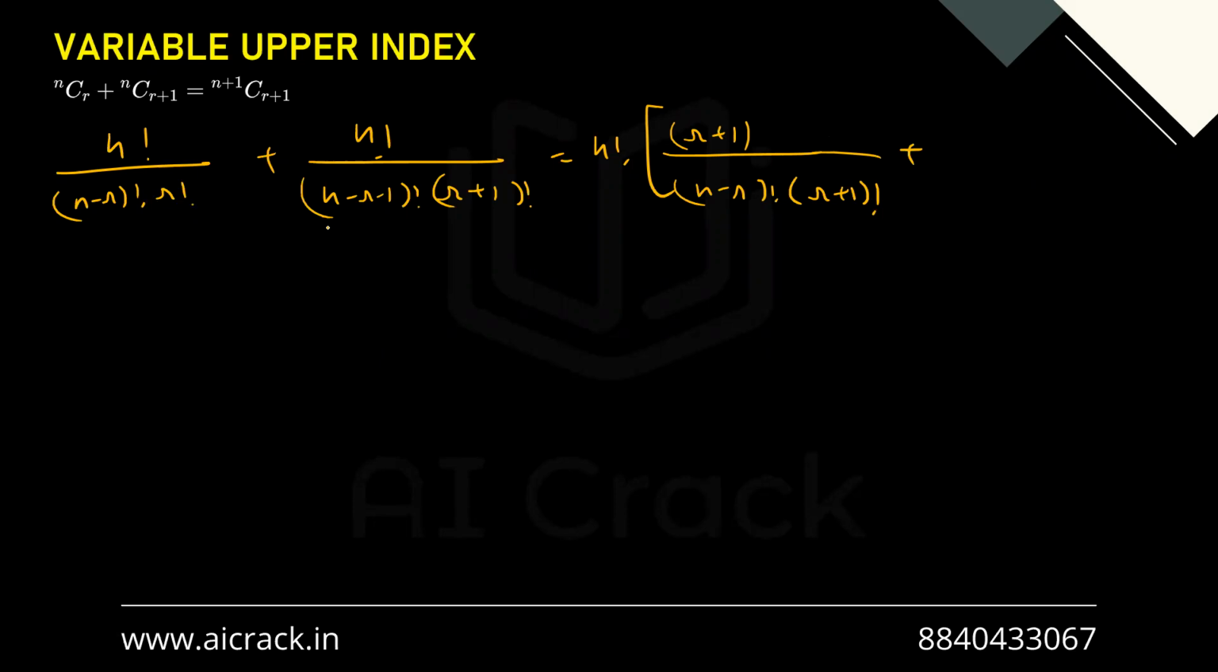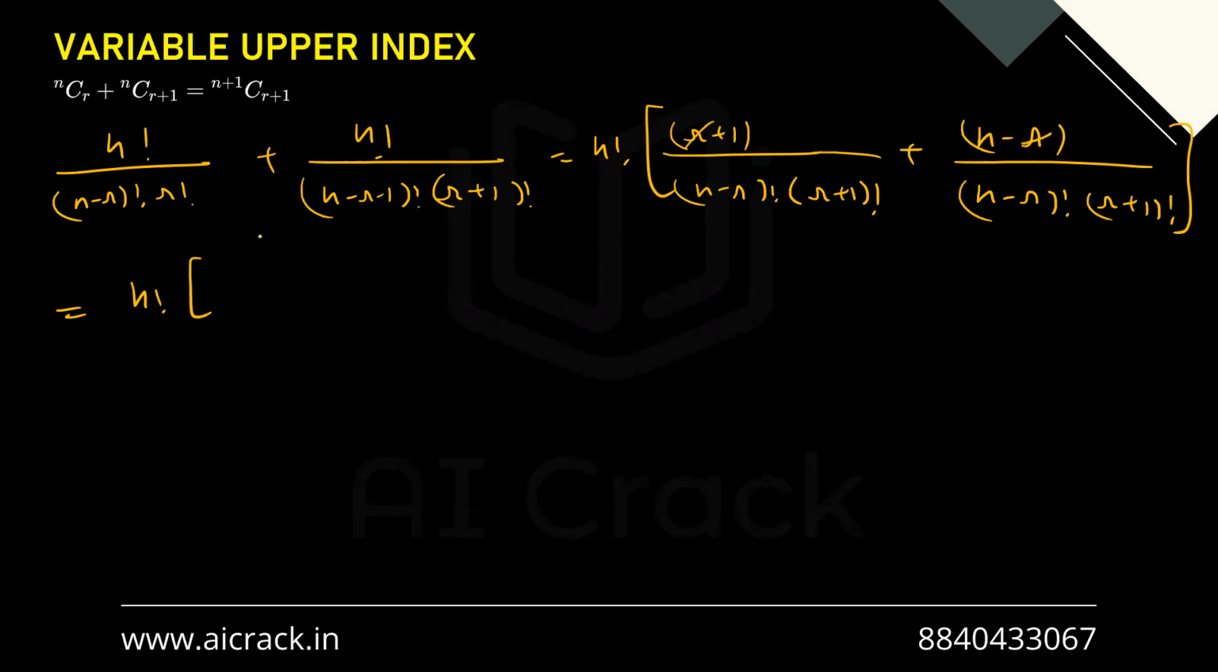Plus over here I can convert this into n minus r factorial by multiplying n minus r in the numerator and denominator. So n minus r divided by n minus r factorial and r plus 1 factorial. Now I can write it further as n factorial. So r and r get cancelled out. In the numerator we'll be getting n plus 1 divided by n minus r. Now I can again write this as n plus 1 minus r plus 1 factorial multiplied by r plus 1 factorial.